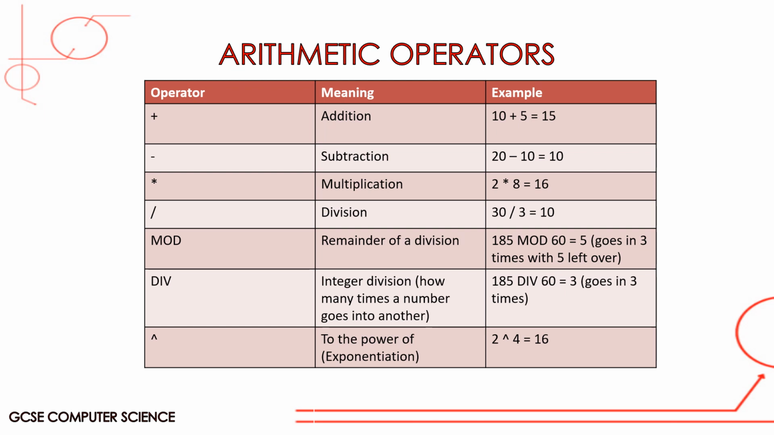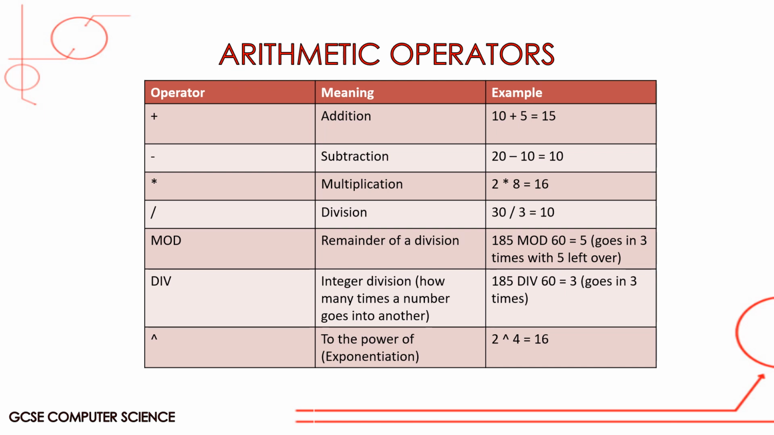An arithmetic operator is when you are doing some sort of calculation. So plus, minus, times and divide are here. Addition, subtraction, multiplication and division. Mod and div are something that might pop up in your exam because they are a very small topic that floats beneath the surface sometimes. Mod is when you get the remainder of a division. For example, 185 mod 60 would be 5 because 60 goes into 185 3 times, but you get 5 left over. So mod is the remainder.